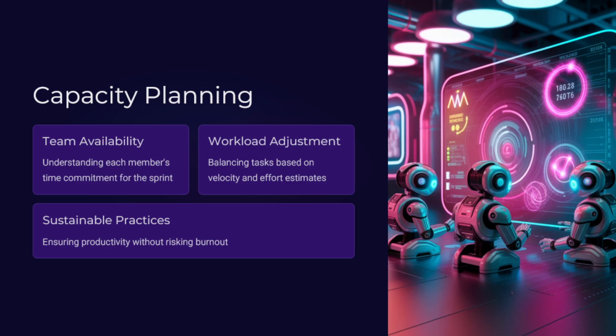When it comes to capacity planning, it is a crucial part of sprint planning as it ensures the team does not overcommit. By considering the team availability, the historical velocity, and the complexity of the tasks, the team can then plan a realistic workload. This approach balances productivity with sustainable work practices, also reducing burnout and improving the work quality.